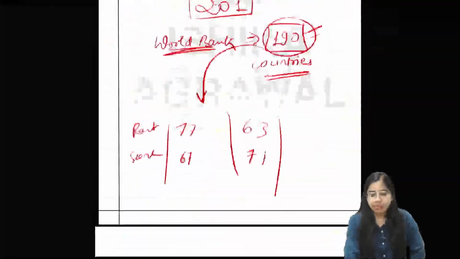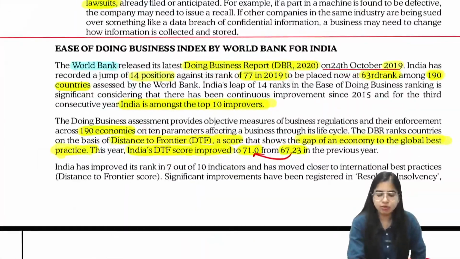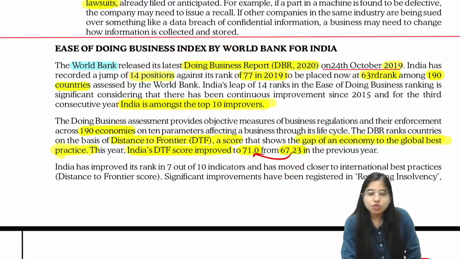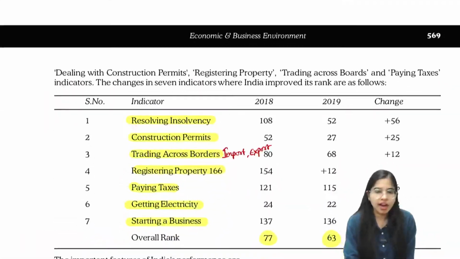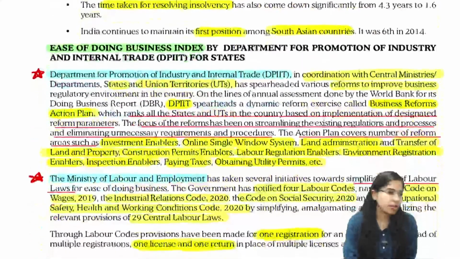Last topic. Ma'am, in this particular topic, ease of doing business index, there are things to learn by heart. You cannot do anything else, 63, 77. You have to memorize this. There are things in this topic which you have to memorize from your examination point of view, from your MCQ point of view.